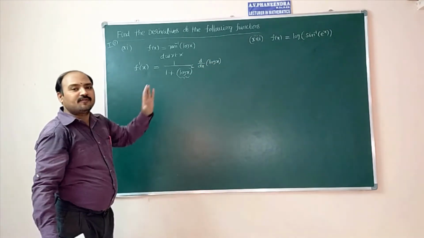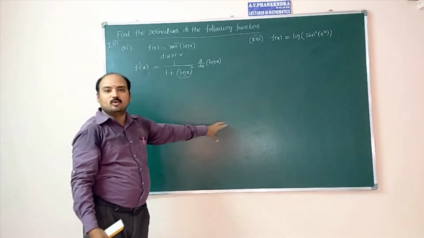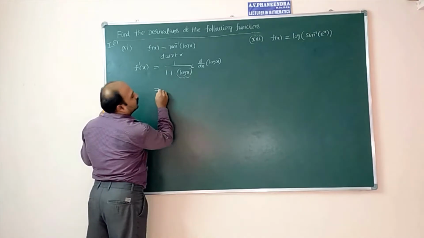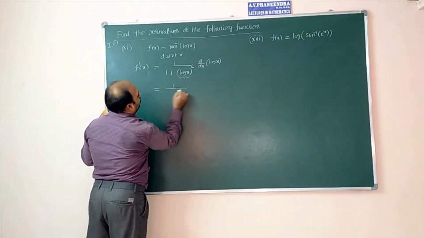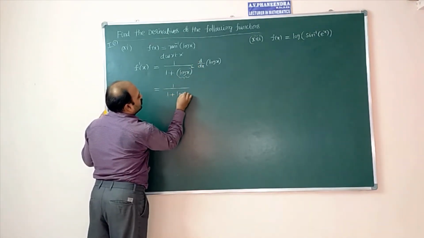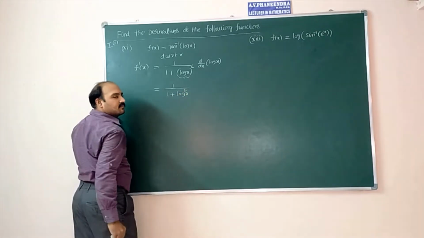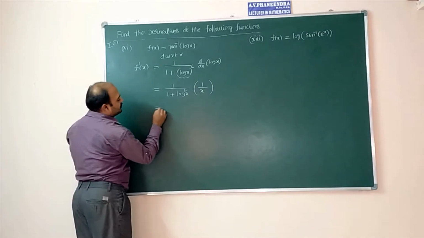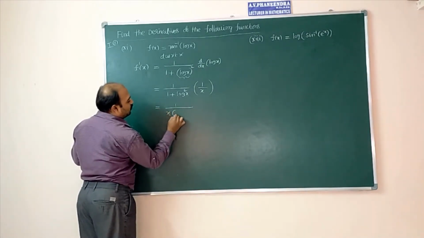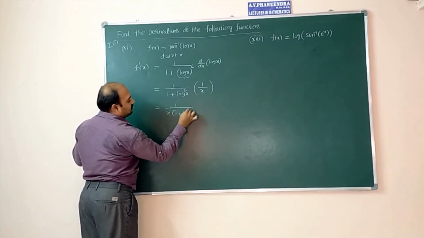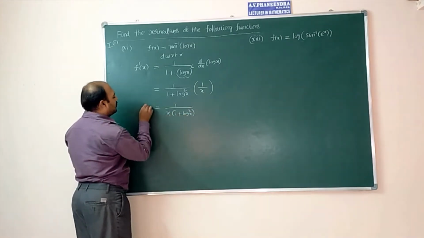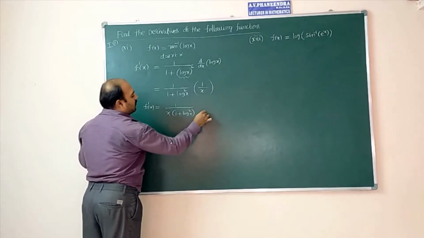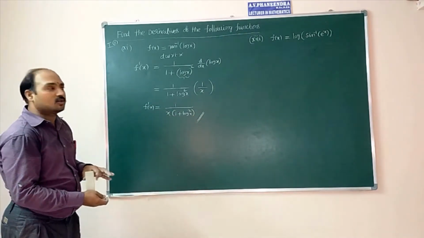For beginners of differentiation, my teaching, my videos are very helpful. Be concentrated. Which is equal to 1 by 1 plus log x whole square, that means log square x. d/dx of log x is 1 by x, which is equal to 1 by x into 1 plus log square x, or log x whole square, we can write it as. Therefore, f dash of x equal to 1 by x into 1 plus log square x.